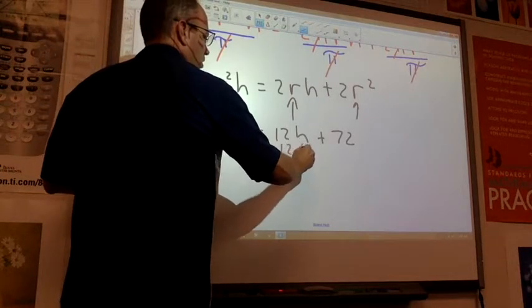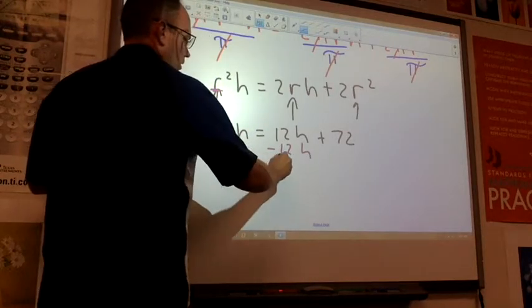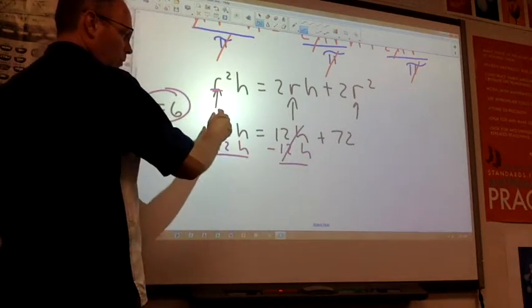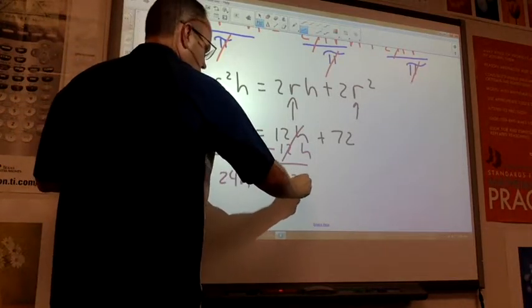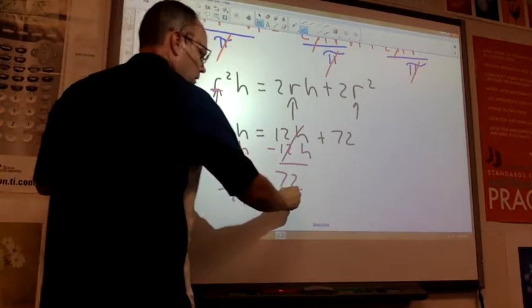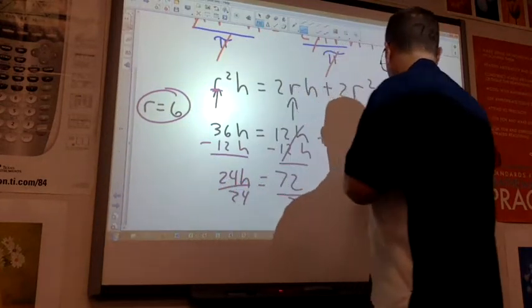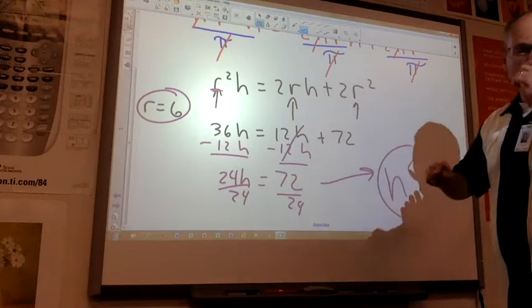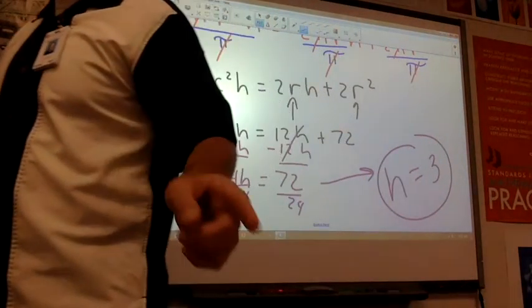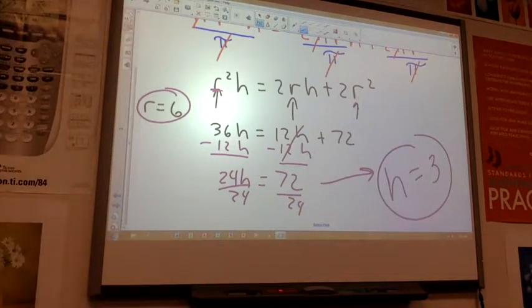Hang on, let's see this. I'm going to subtract 12h from both sides. That cancels. That gives me 24h equals 72. Divide each side by 24. What is it? 3. Our height equals 3. Okay, so for problem number 15, we went a little bit roundabout, but we got there.